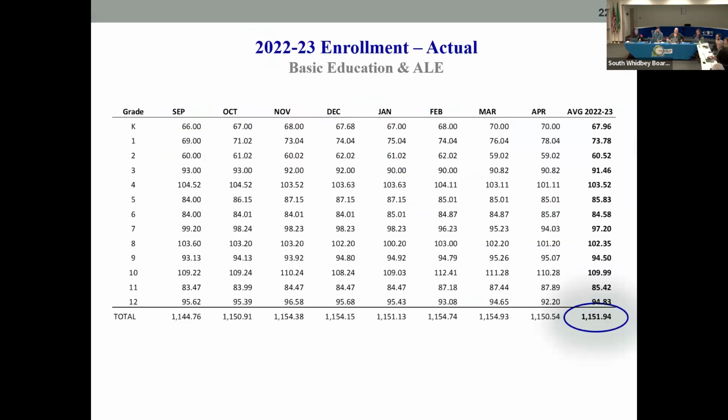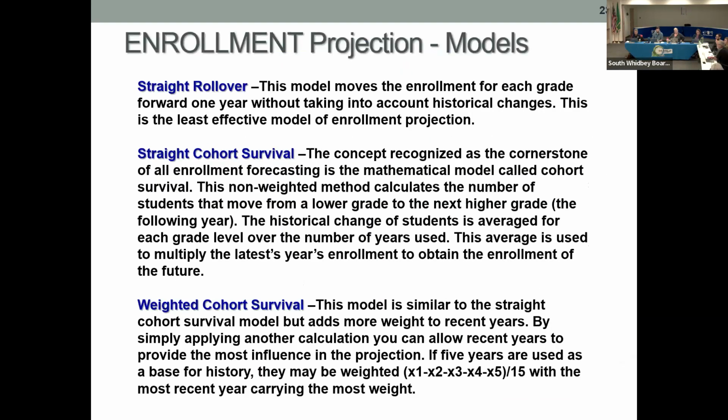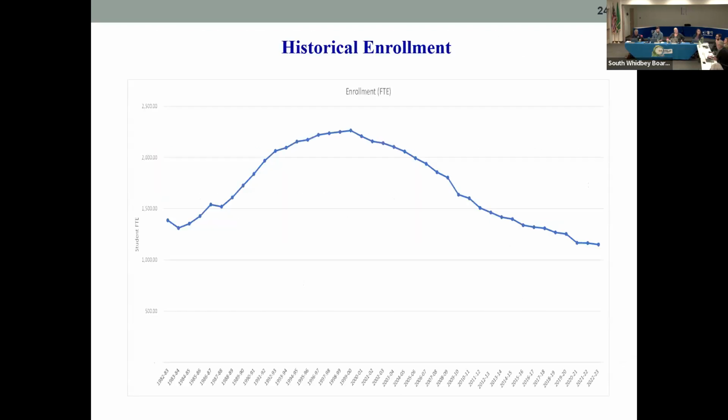Talk about enrollment. We ended the year at about 1,152 kids in basic education and ALE combined. There are different models of how we look at next year's enrollment and how we calculate that. Based on that, we also looked at our history, where have we been, to see where we're going. It gives us a pattern. You can see that since 2000, we have been a district that has been becoming slimmer over time.